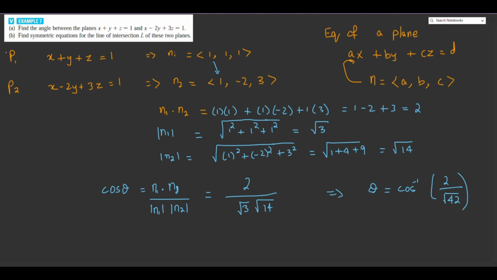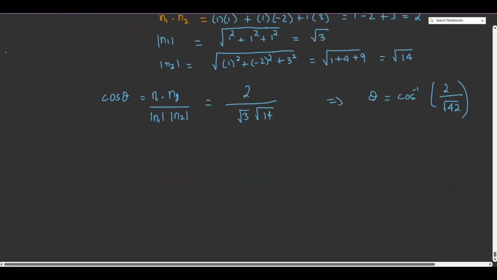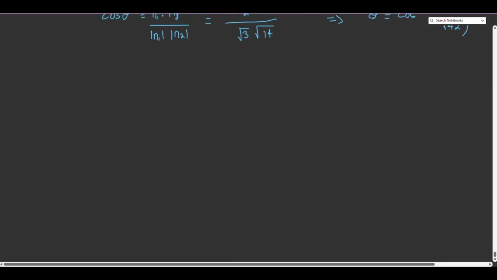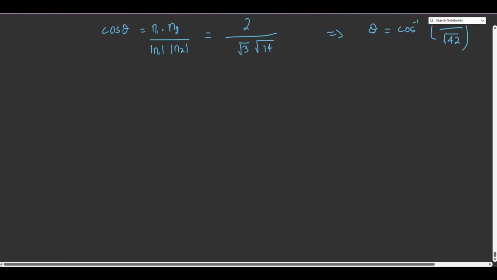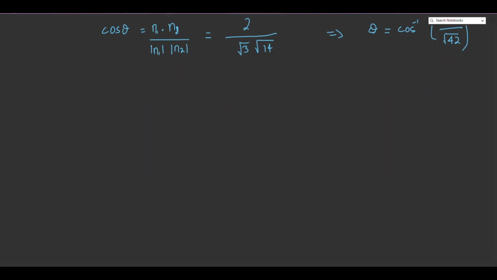Okay, so we have this problem: find the symmetric equation for the line of the intersection of the two planes. So how are we going to find this? Remember one thing, this is part B of the question. The intersection of two planes is a straight line.